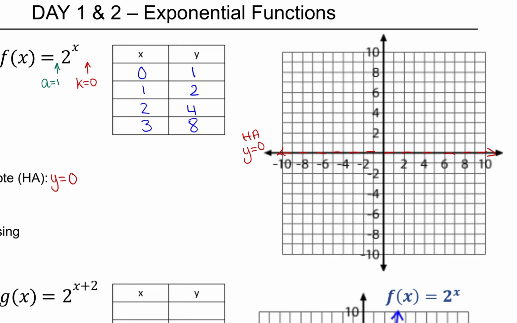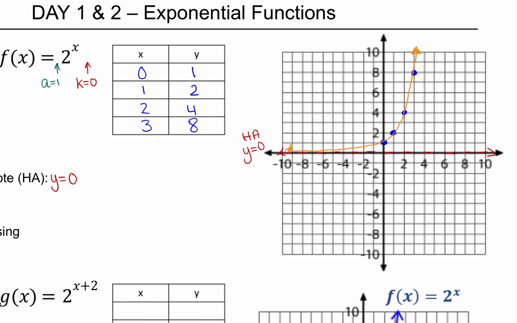And I will go ahead and plot the following points. I have (0, 1) located right here. That's my y-intercept. And I have (1, 2) right there, (2, 4) right here, and (3, 8) right here. And from there, I will then connect these points and I have the following graph. Keep in mind that you're not intersecting the red graph. You're not crossing it. It's a horizontal asymptote. Okay, so we're going to get a graph that looks something like this.